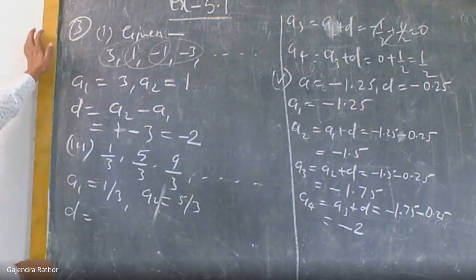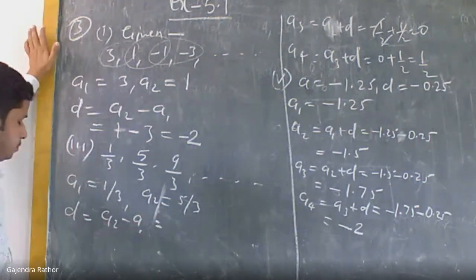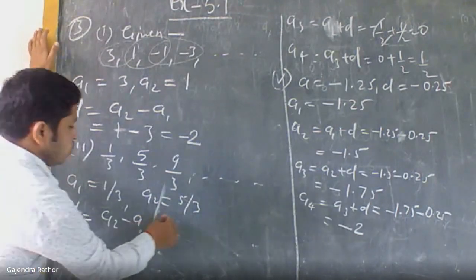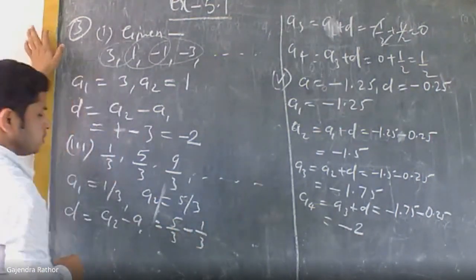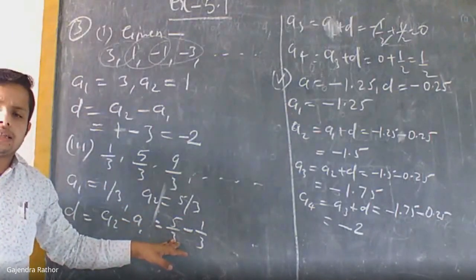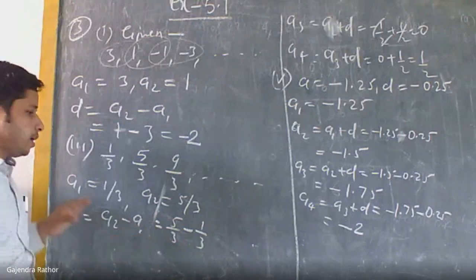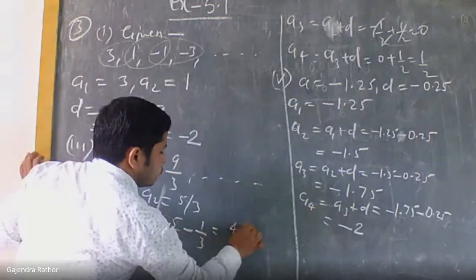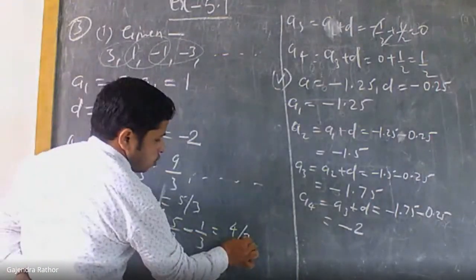Now let's see. D is equal to A2 minus A1. What is A2? 5 upon 3 minus 1 upon 3. Since the denominators are the same, we can subtract the fractions directly. 5 minus 1, 4 upon 3. 4 upon 3 is the common difference.